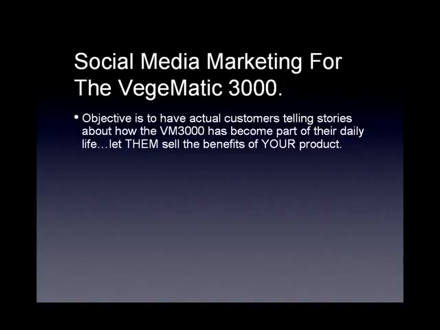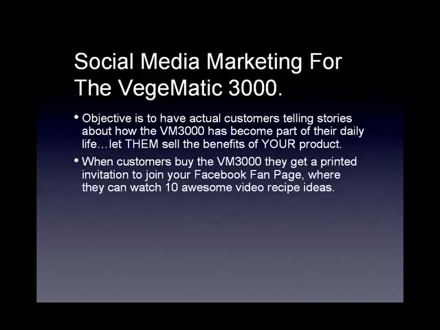Okay, well the first thing is that your objective is to have actual customers telling stories about how the Vegematic 3000 has become part of their daily life, and then let them sell the benefits of your product. Okay, so again, we're at the party, but the party isn't about us. So the objective is to have the actual customers telling their stories. So how might I go about this? Okay, so this is just hypothetical.